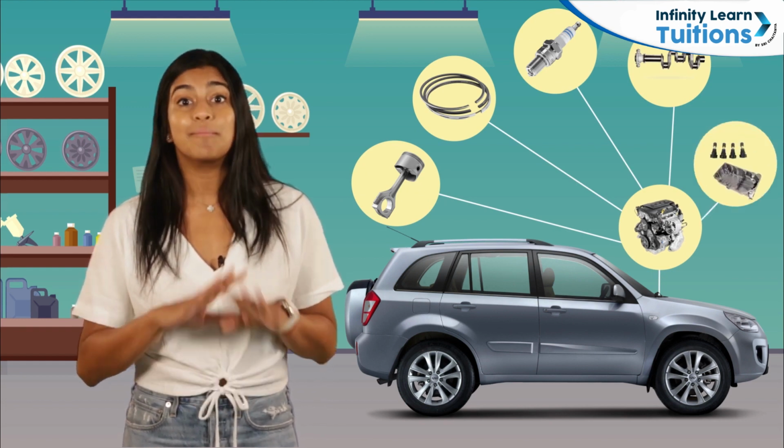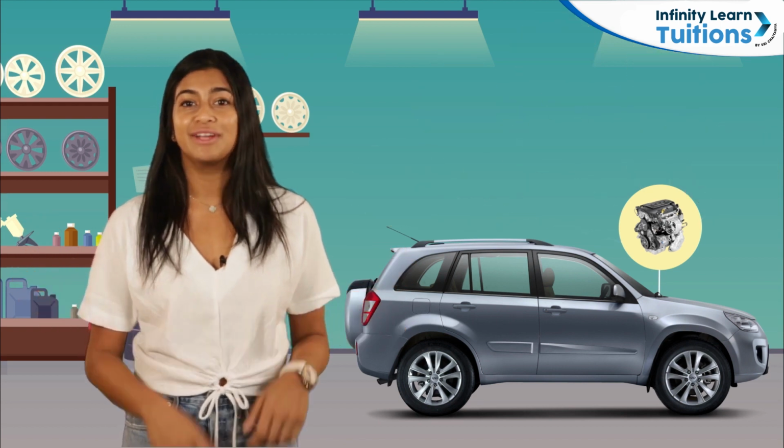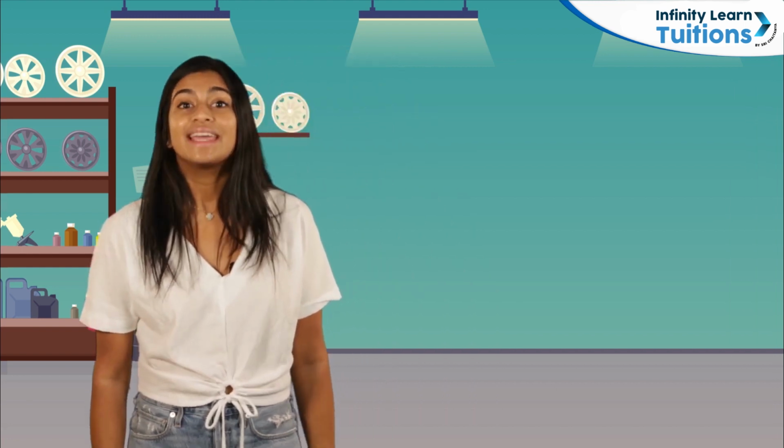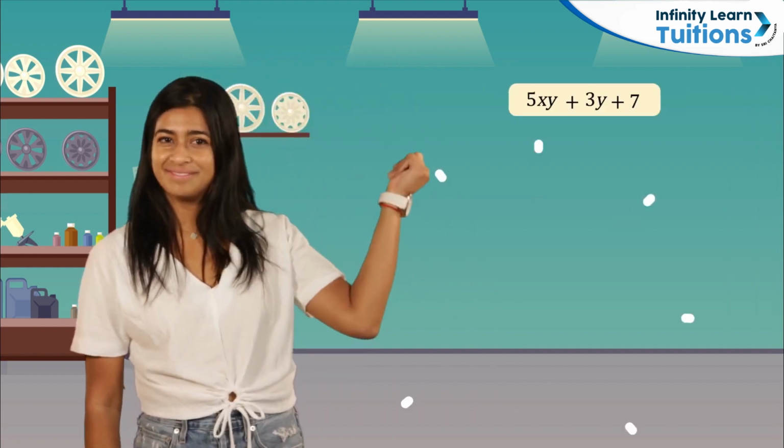So, basically, many small parts are put together to form bigger parts, and the bigger parts are put together to manufacture a car. Are you wondering where the algebra is in all of this? Well, forming algebraic expressions is just like putting together parts of a car. Let's see how. Here's an algebraic expression.